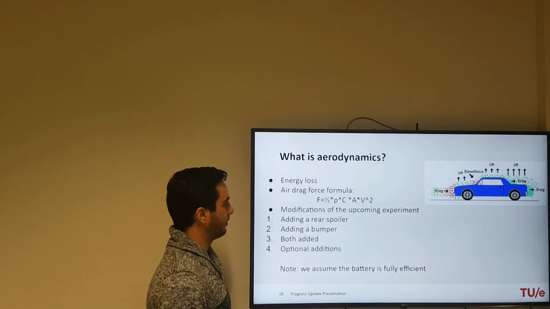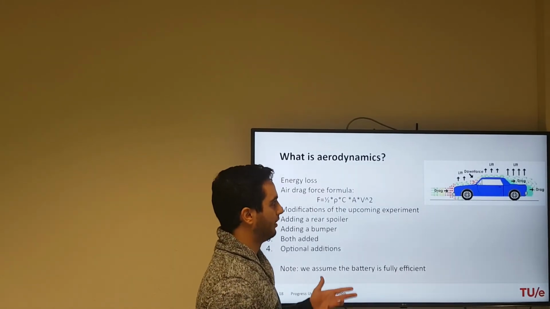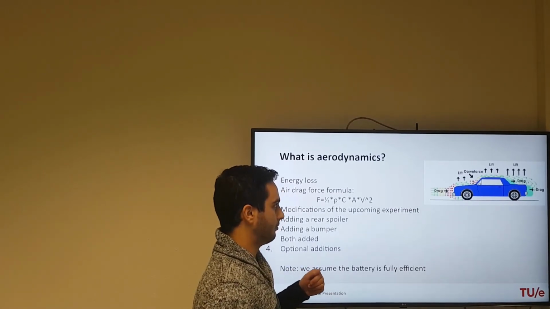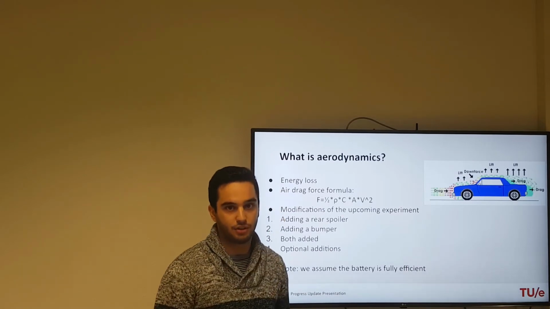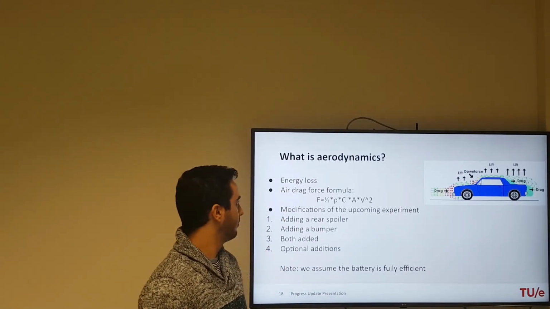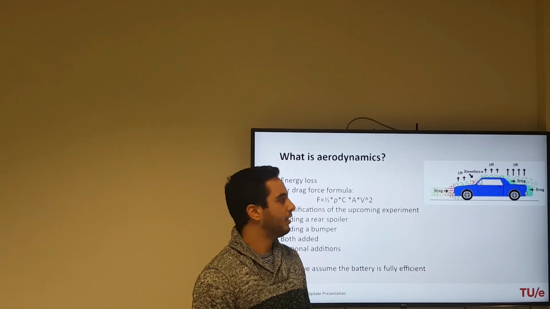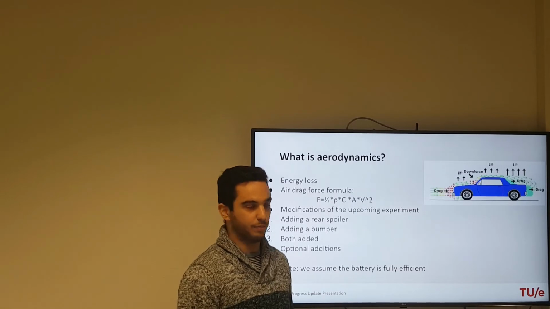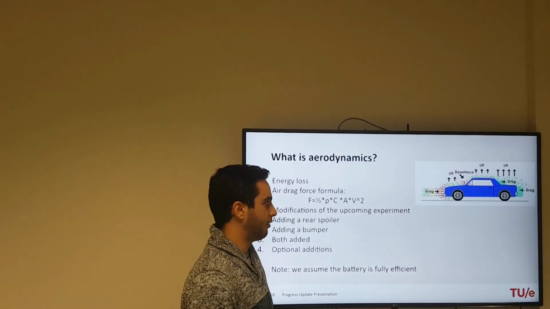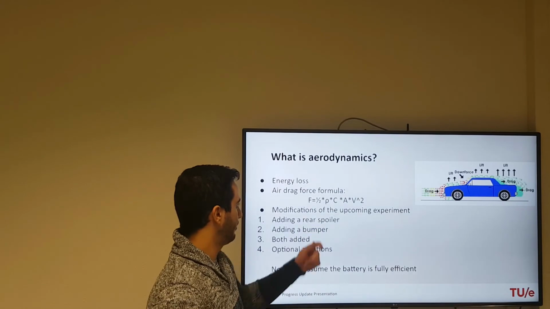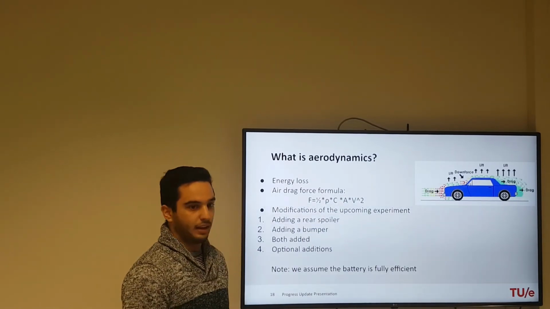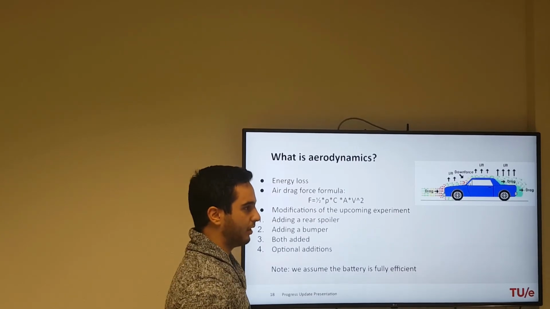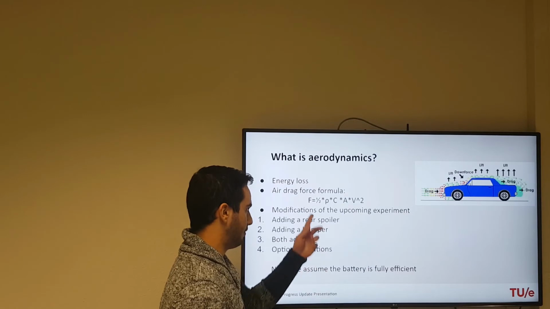To sum this up, the aerodynamics characteristic of the car is leading to energy loss, which is the main issue that we're trying to prevent in this course. We're trying to move through a route as energy efficiently as possible. Therefore, we should lower these forces. As stated here, we have the air drag formula, and each of these values should be as low as possible in order to achieve the minimum value for the force.